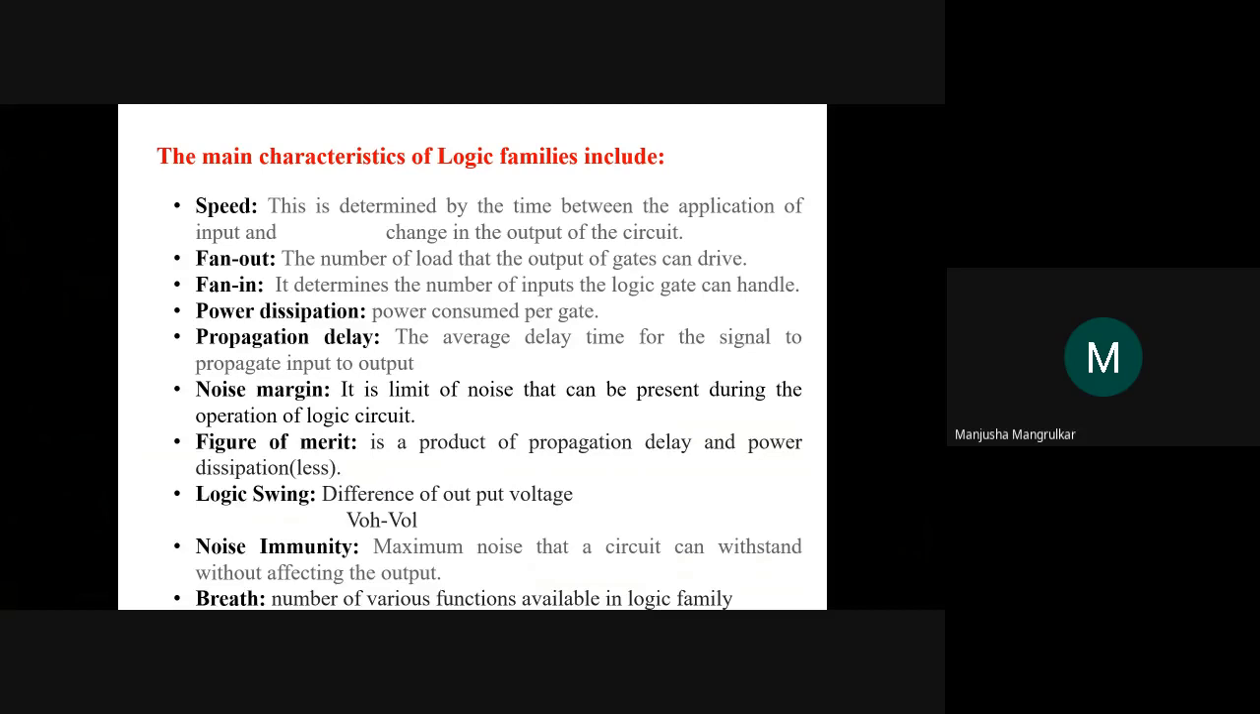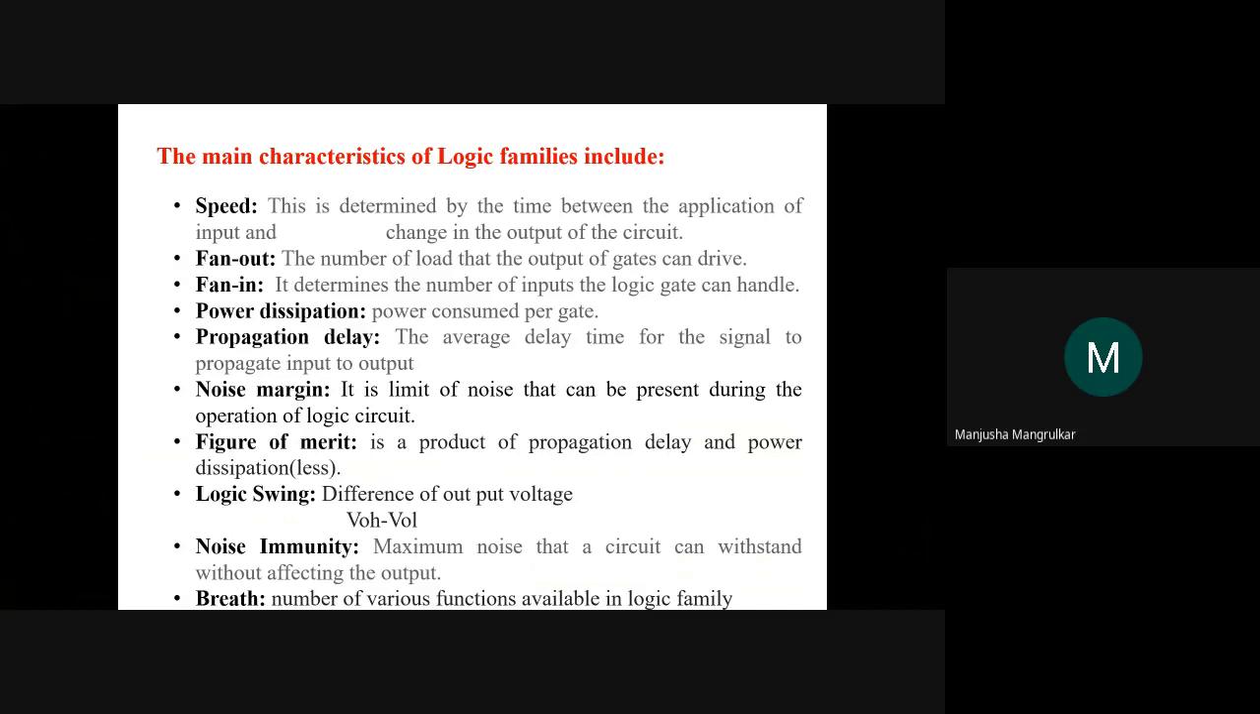Figure of merit is the product of propagation delay and power dissipation. So time and power; nowadays we are working with speed and power, and that is the figure of merit characteristic. Logic swing is the difference of output voltage, the swinging of the voltage. Sometimes we get 8, sometimes 4, sometimes 6, sometimes 5.